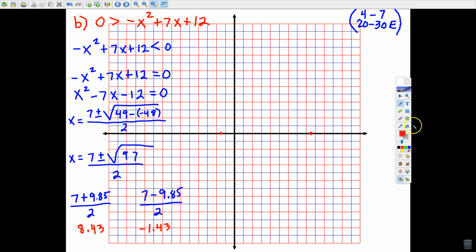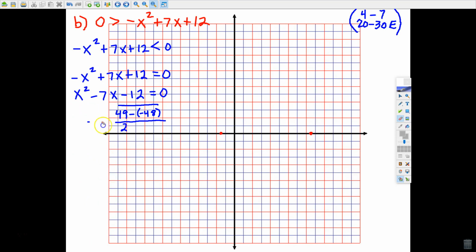Okay, so I'm going to erase this. Hopefully you have this in your notes. If not, you can pause and go ahead and get it. Okay, we found our x-intercepts. Now let's go ahead and work on the vertex.